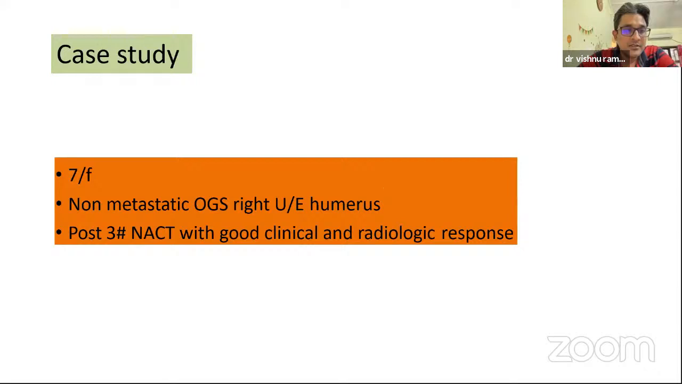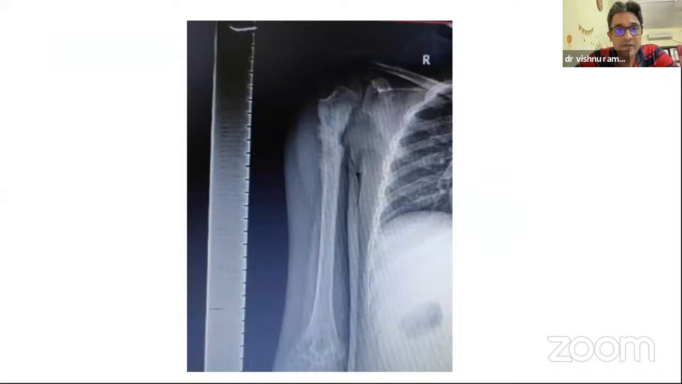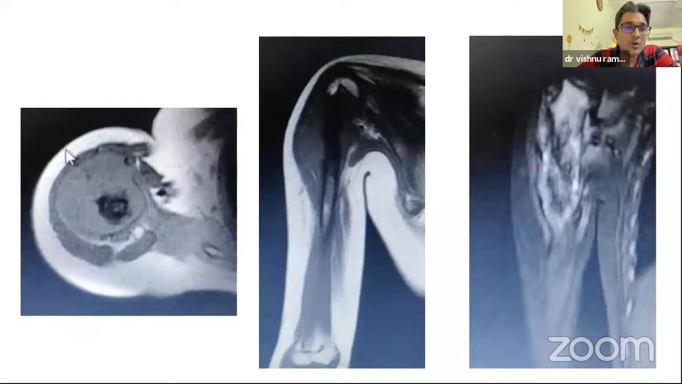Next slide. In this case study, we have a seven-year-old female with non-metastatic osteosarcoma of the upper end of the humerus. She is post three cycles of neoadjuvant chemotherapy with good clinical and radiological response. This is the X-ray of the patient showing a sclerotic lesion in the metadiaphysis. Next, sir. This is the MRI showing a soft tissue mass which is also involving the deltoid. So this patient will require a deltoid resection as well.